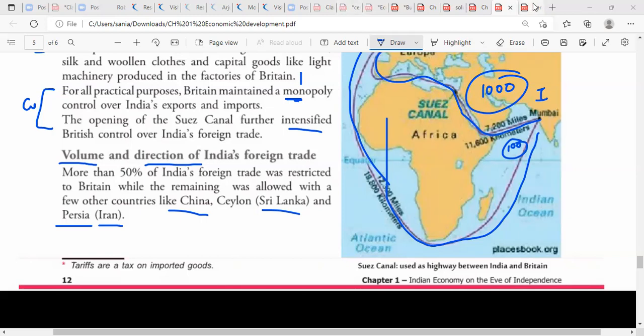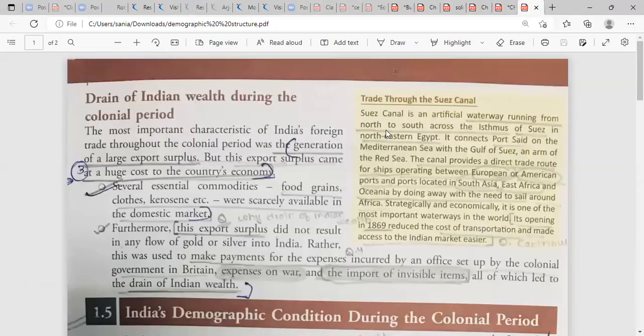Okay. So now, what happened? Because of all this, what was happening? See, if a country is earning money, right? So it is, oh, so sorry.